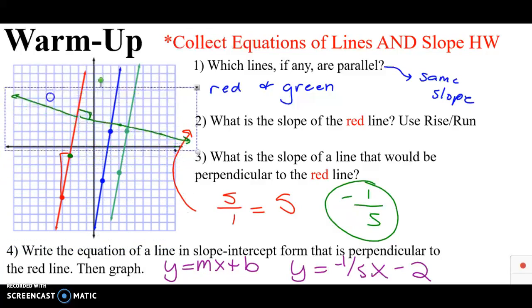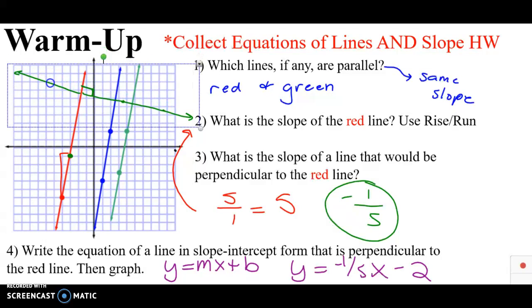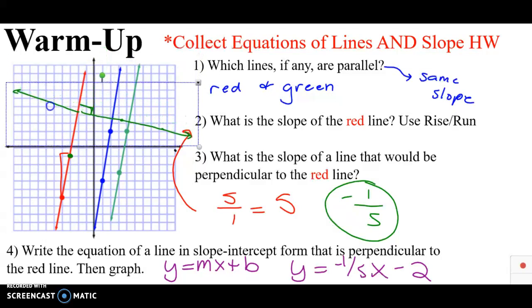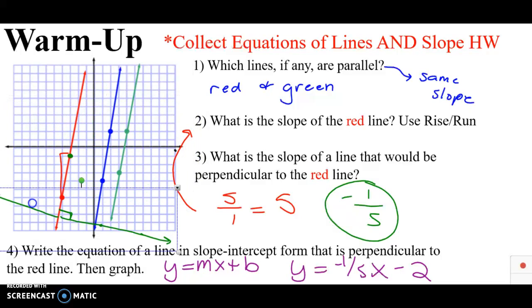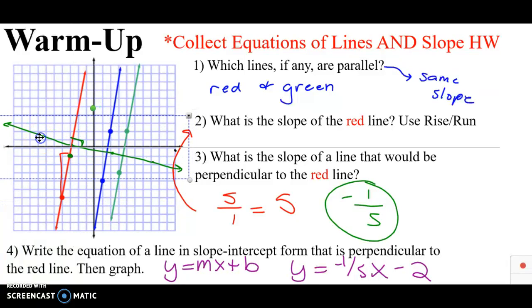But see, regardless of where I put this, see how my y-intercept is like 7 now? Now it's 6, 5, 4. It doesn't matter where I put it, it's still going to be perpendicular to the red line. So any y-intercept is fine. Unless they ask you to go through a specific line, or through a specific point. Then you have to find it. We practiced that last class with those videos. Okay? Any questions on the warm-up?